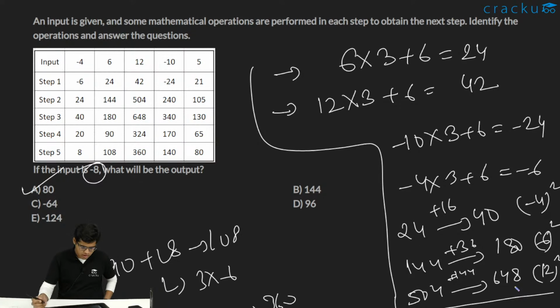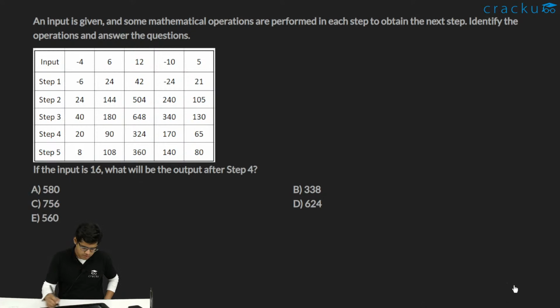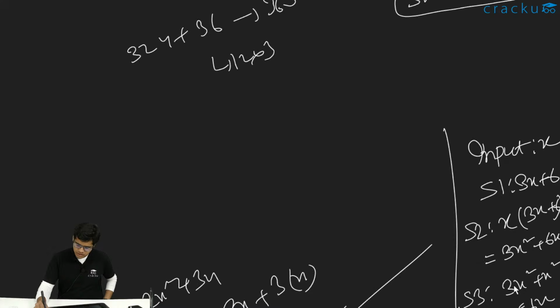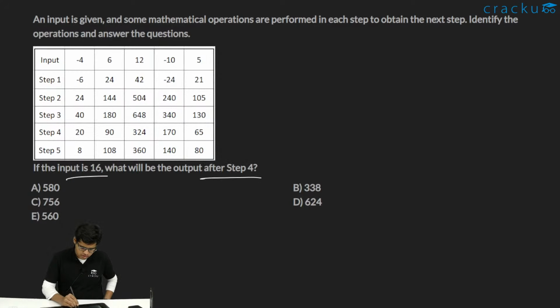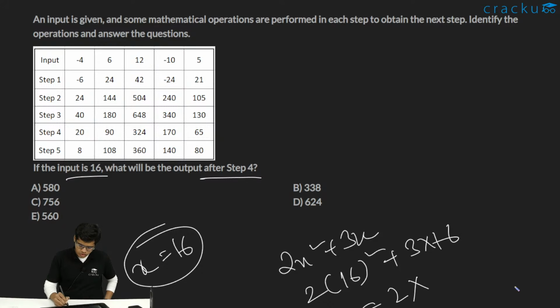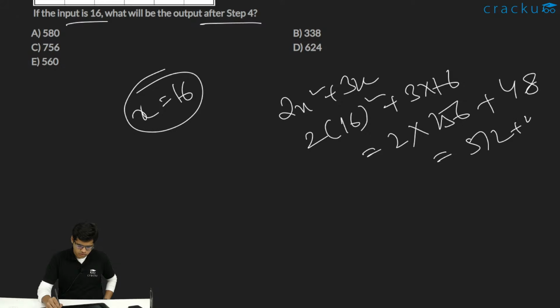Then the next question was: input is 16, output after step 4. Now what is the output value after step 4? It is 2x square plus 3x. x is given as 16, so it is 2 into 16 square plus 3 times 16. 2 into 16 square is 512, wait, 16 square is 256, 3 times 16 is 48. So 2 into 256 is 512 plus 48, which is 560. So the correct answer is option E.